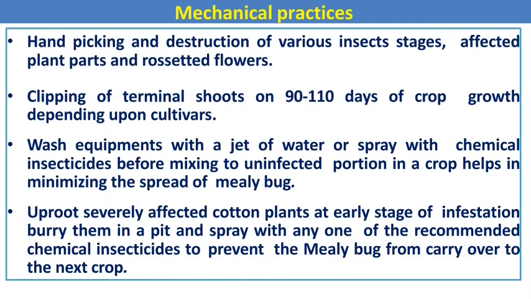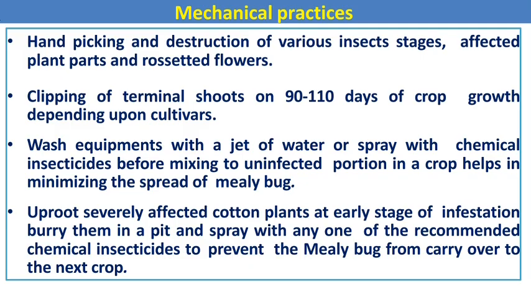Then next one is some of the mechanical practices we can also follow. In these mechanical practices, we can remove and destroy the egg masses which are present in the field. This is the first technique. Then we can pick out the caterpillars or the larval stage of the insect pest during the interculture operations. Then you also remove and destroy affected plant parts along with the life stages.